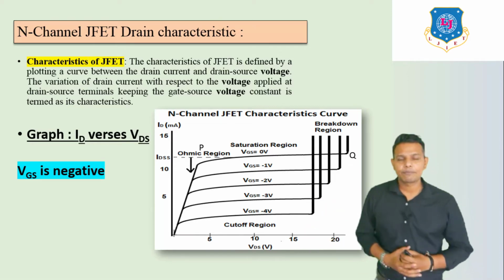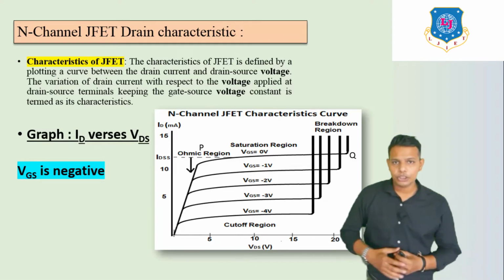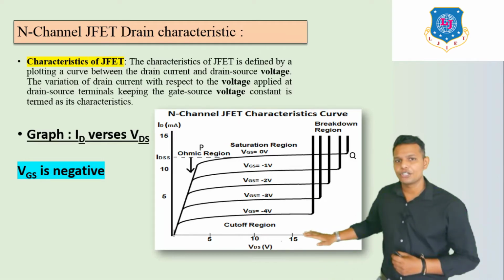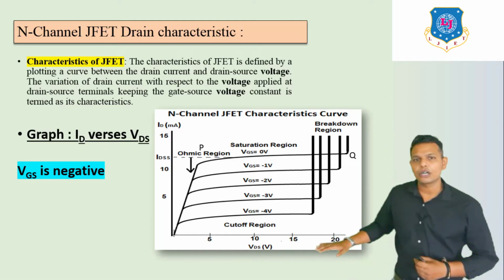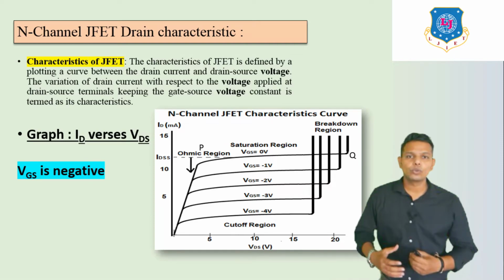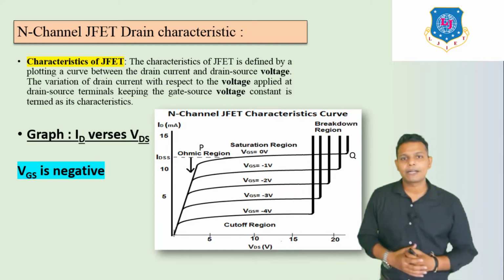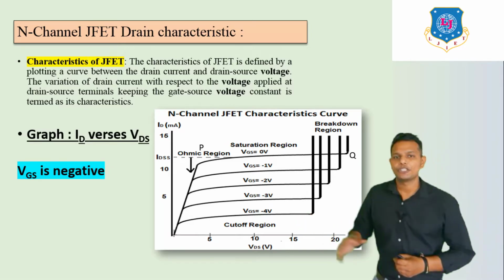Now here we can see it is divided into 3 different types of region. Let us discuss this first region. It is known as the cutoff region. In the cutoff region, your drain current is approximately 0. That's why it is known as the cutoff region.